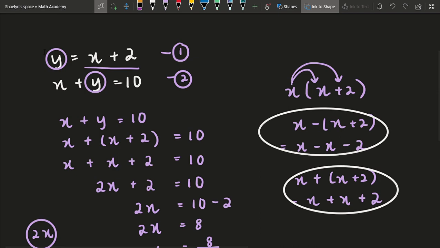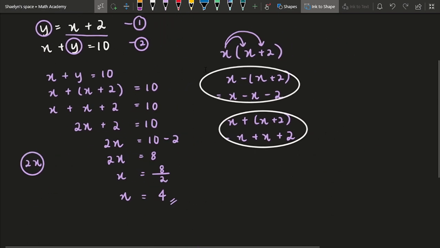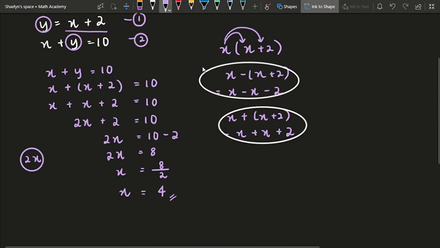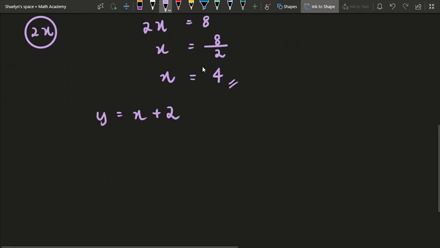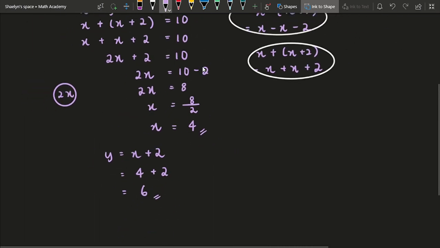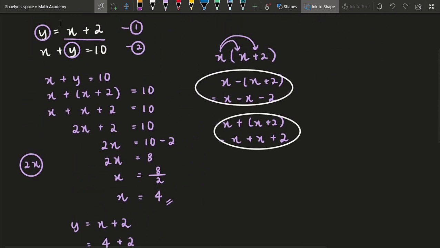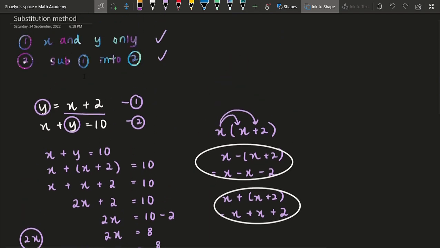From the first equation, it is already stated that y equals x plus 2. So you can straight away put x equals 4 into this equation to find y. Since we know that x equals 4, 4 plus 2, so y equals 6. Okay, so we managed to find both x and y by using this method that is called substitution.